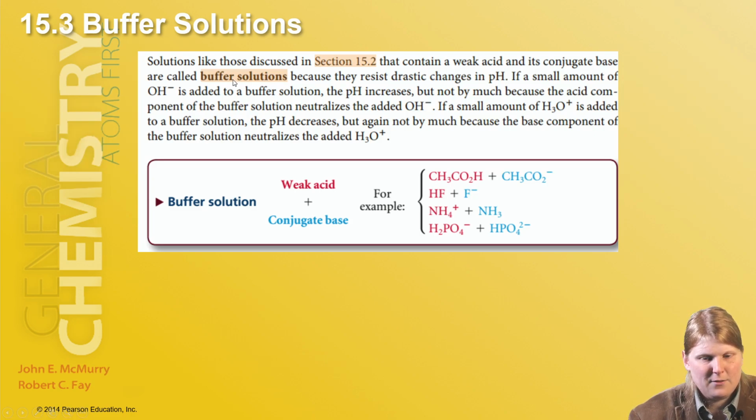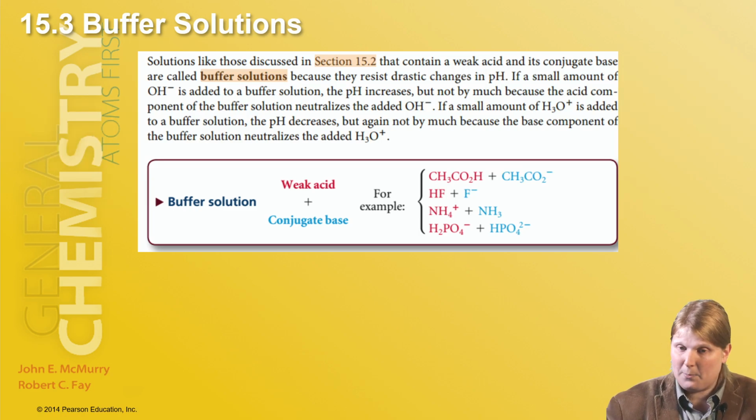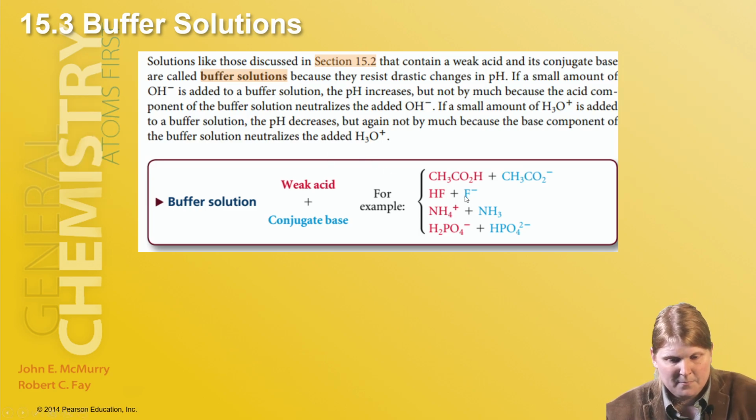So if you have these buffer solutions where you have a large amount of a weak acid and its conjugate base present at the same time, then the addition of a small amount of H plus or OH minus will change the pH, but not by very much because it will immediately be consumed by one of the weak acid equilibria, and then it will disappear from the system. So think about it like this. If a small amount of H3O plus is added to this buffer, the pH decreases because the base component of the buffer neutralizes the added H3O plus. So you can't do this with a strong acid and its conjugate because they don't have any equilibrium. This only works with a weak acid or weak base and its conjugate. They give us these examples here.